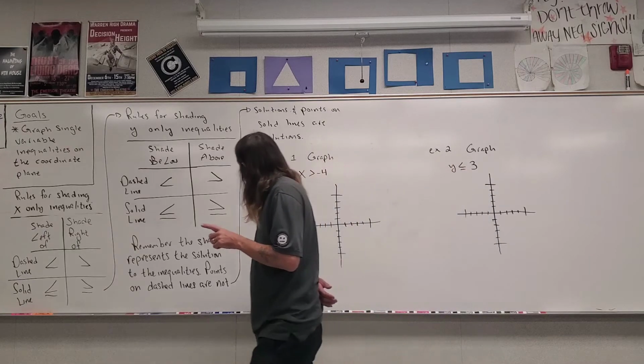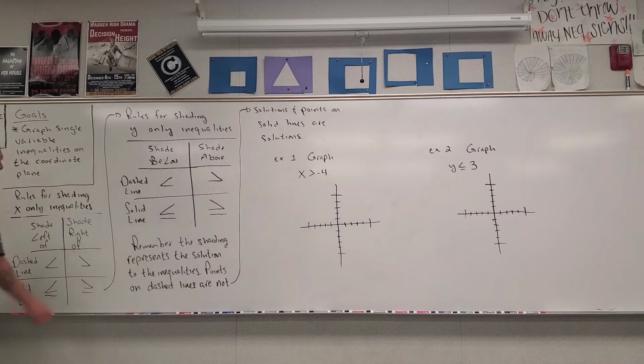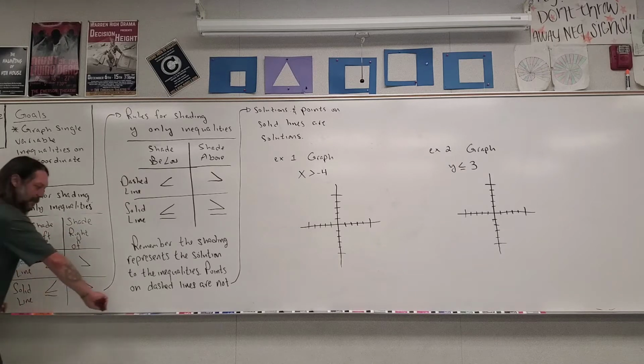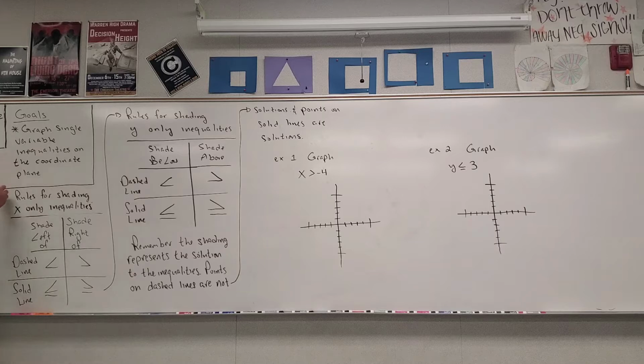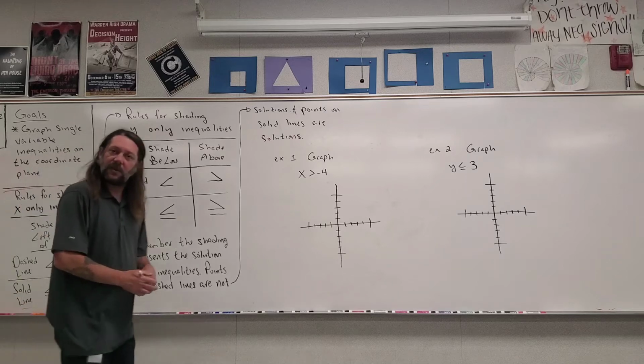I would also like to point out that I'm going to ask you to add some things to your cheat sheet, so make sure you have that ready when you're taking your notes. All right, so the first thing I'd like you to put on your cheat sheet would be rules for shading x-only inequalities. We're going to shade left of if I have this symbol or this symbol, and I'm going to shade right of if I have this symbol or this symbol. My line will be dashed if I have this symbol or this symbol. My line will be solid if I have this symbol or this symbol. So you can absolutely have what I'm going to mark off in red on your cheat sheet. Please have that on there.